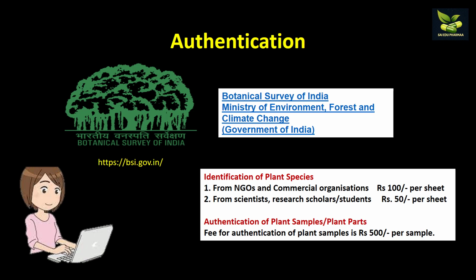For NGOs and commercial organizations for identification, they take rupees 100 per sheet. Then from scientists, research scholars and students, they take rupees 50. And for authentication, they take rupees 500 per sample. So you have to dry your sample, make a herbarium and then send it to them for authentication. Here you have to take care that you receive an authentication letter and authentication number, and that authentication number should be included in your articles as well as your thesis if you are doing any research work.